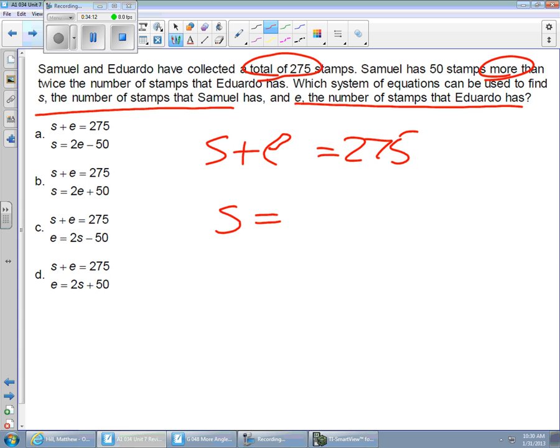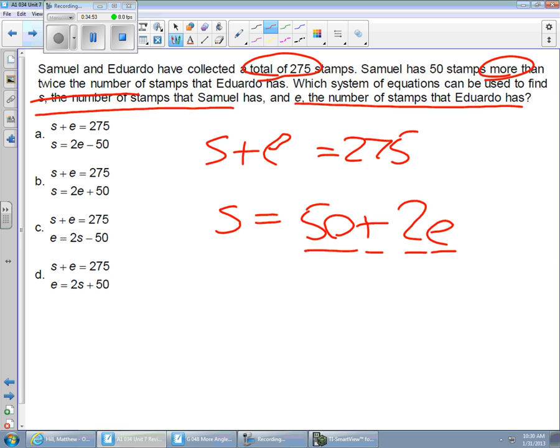What is this? It's an addition problem. Something is going to have to be added to get up to where Samuel is at. So we've got 50 more for Samuel. Then it says twice the number. What's twice? It's a multiplication by 2. Twice the number of stamps that Eduardo has, 50 more than twice what Eduardo has. That's exactly what it says when you look at the math of it. Samuel has 50 more than twice what Eduardo has.